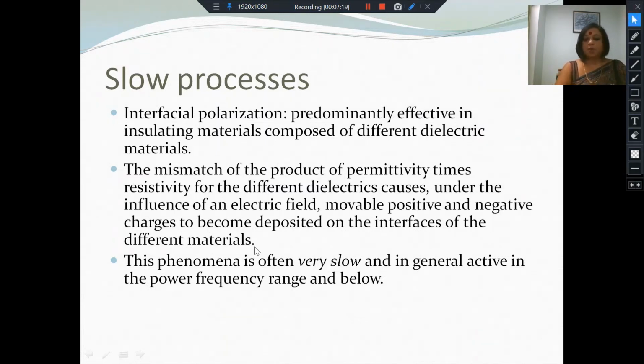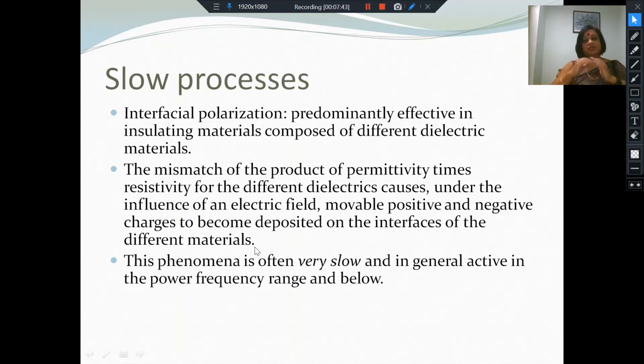Now, this phenomenon is very slow because you actually need charge to flow from one electrode to another. So this is free charge that we are talking about, and this is very important. So far, the kind of charge movement that we have been talking about are the bound charges. Right now, we are talking about movement of free charges under the influence of the electric field from one electrode to an interface where it sticks.